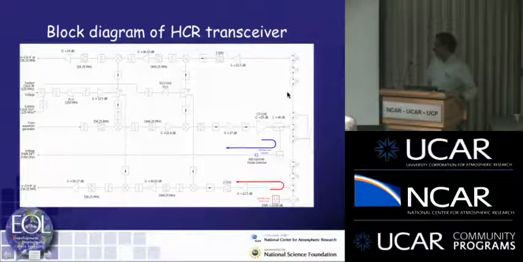Then we have, again, circulators here, each with about 25 dB isolation. This antenna system isolates the receiver from the high power transmitter. And so we have three switches, each with about 25 dB isolation.